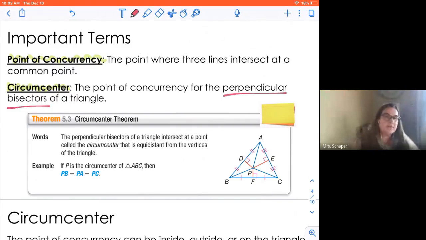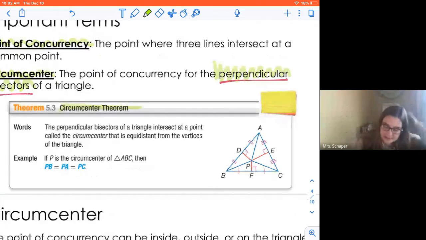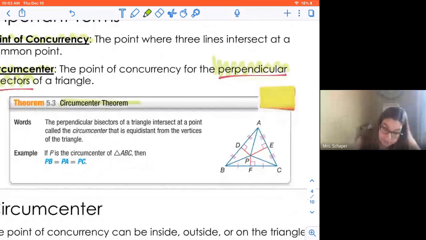So we're going to talk about different points of concurrency in triangles. And so we need to know that the circumcenter is the point of concurrency for perpendicular bisectors. Okay. And again, perpendicular bisectors bisect, cut in half a side, and are perpendicular to it. The circumcenter theorem says that the perpendicular bisectors of a triangle intersect at a point called the circumcenter. And here's the big piece, it is equidistant from the vertices of the triangle.